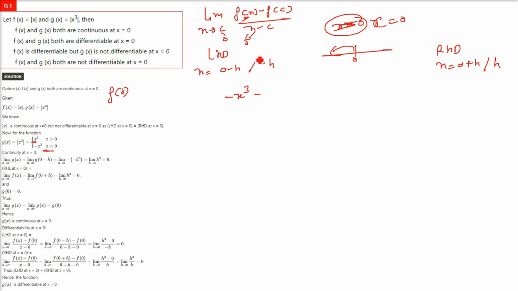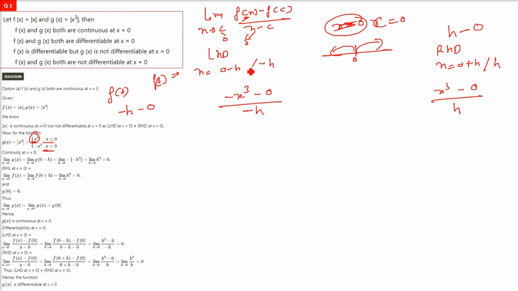So f(0), I told you already, we have already checked just now in the continuity. f(0) is 0 only. So minus x cube in place of f(x), minus f(c), that is 0, divided by x minus c, that is minus h minus 0. So minus h you can replace here. But let us see the right hand derivative also. Right hand derivative, you have to put x cube, and then f(c) is 0, f(0) is 0, we already checked it. And in place of x minus c, you replace x by h, and c is 0, so it will be h in the denominator.